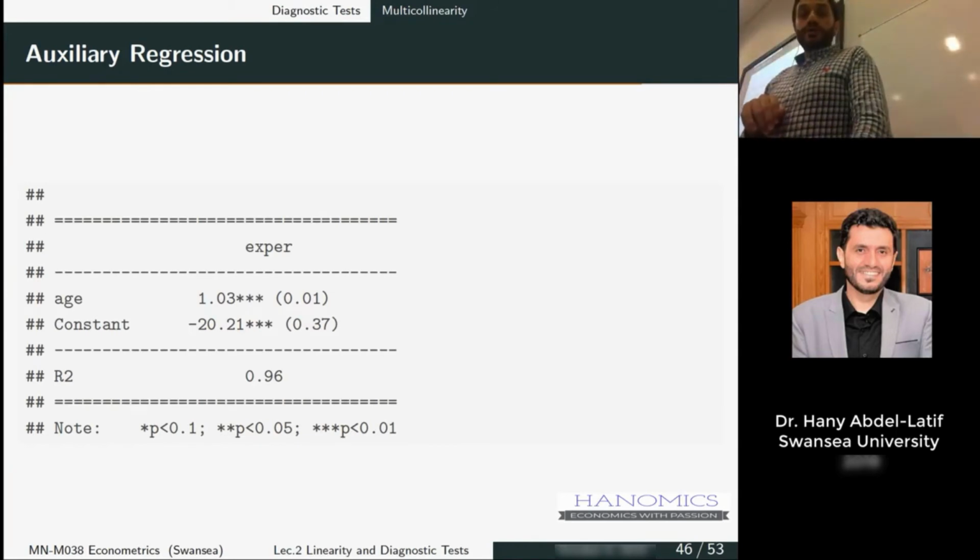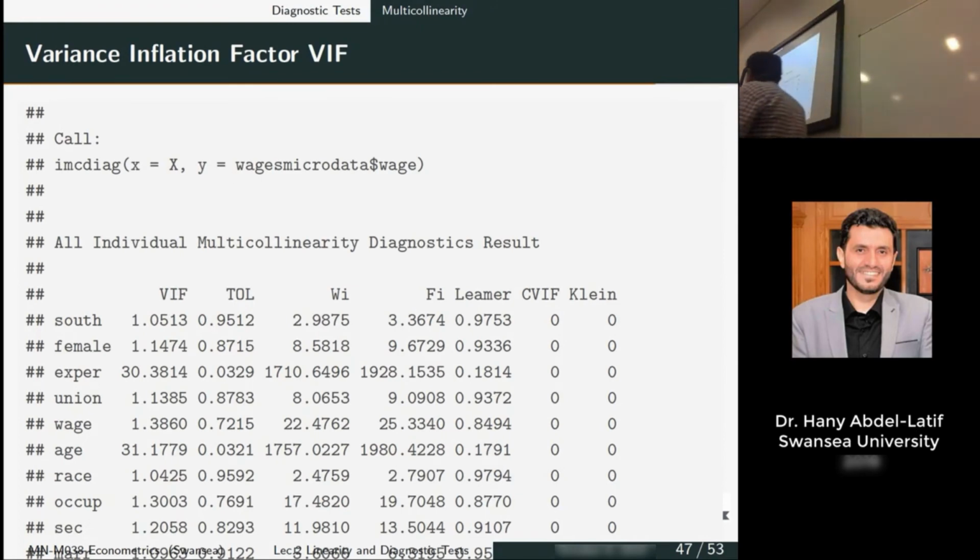There's another way you could do it, and I'll show you how to calculate this in R, which is the variance inflation factor. When you look at this, you will see experience. There's no really clear-cut answer on which value above which you have a problem, but usually most people look at anything from 10 and above. That means there's an issue of multicollinearity. So you'll see these are all 1 point something, except experience is 30.4, and this one is 31.8.